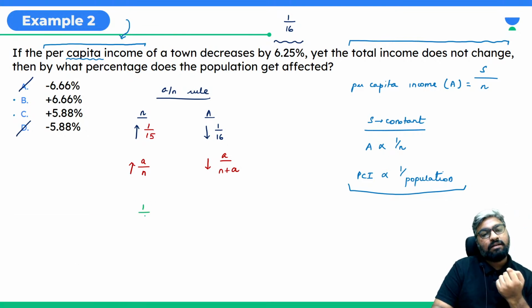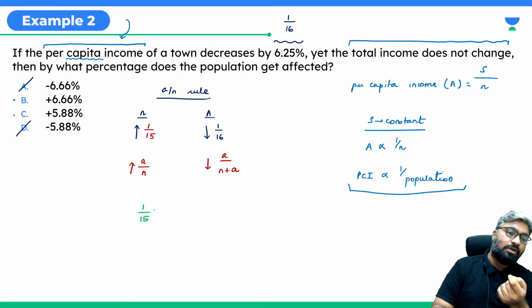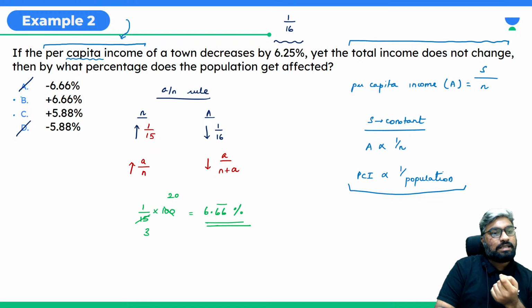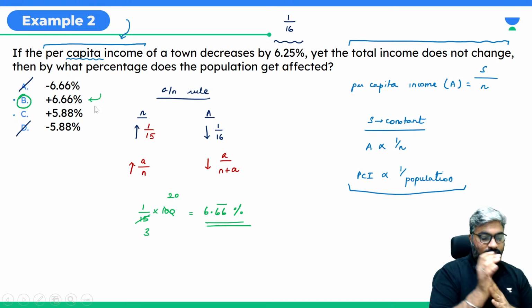Next, 1 by 15 का percentage value कितना होगा? अगर याद है तो ठीक, अगर नहीं याद है तो multiply it with 100 to get the percentage value. So what will you get? This is 5 3 times. This is 20 times. 20 by 3 is 6.66 bar percentage. So your answer is option B, 6.66%. Super.